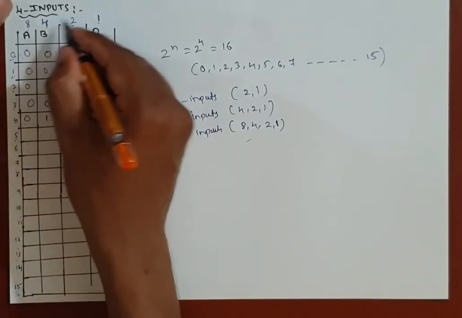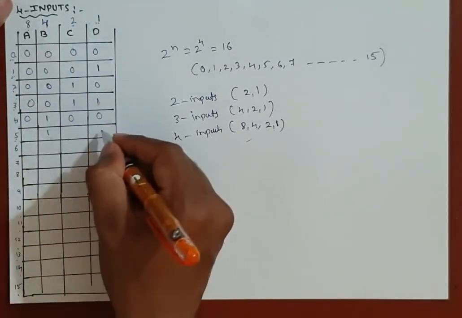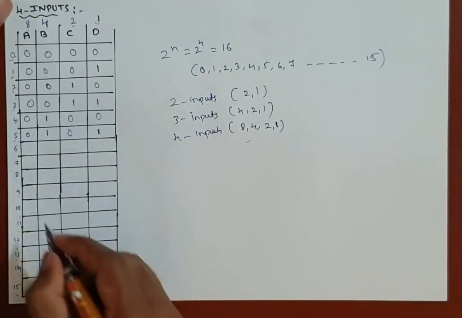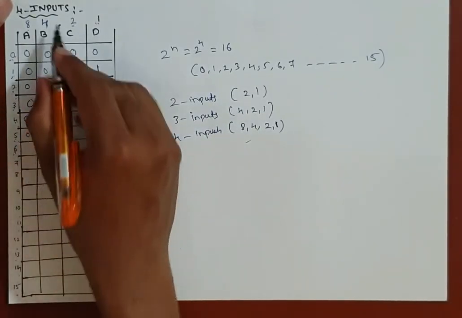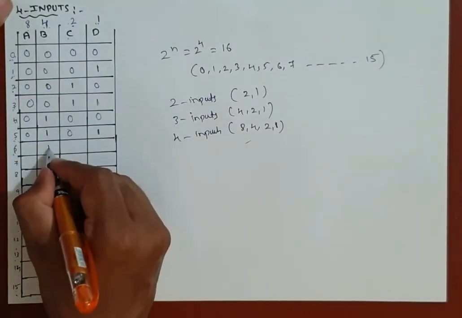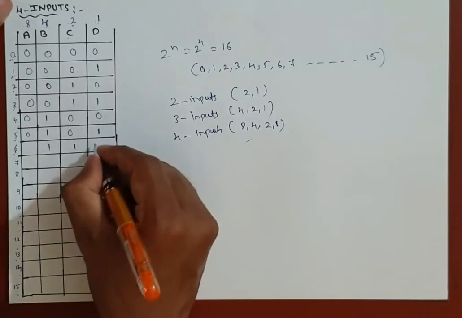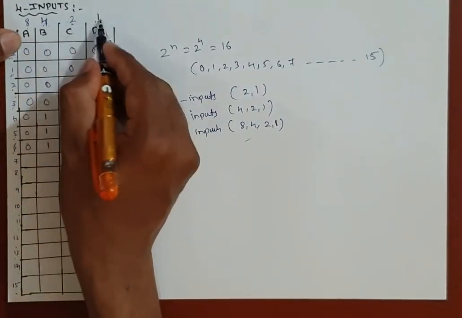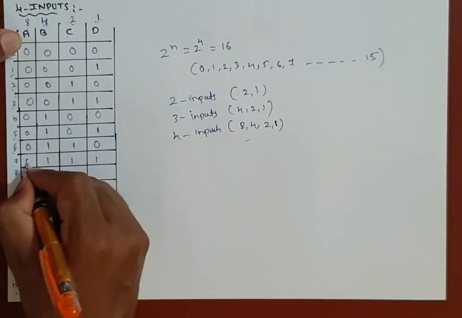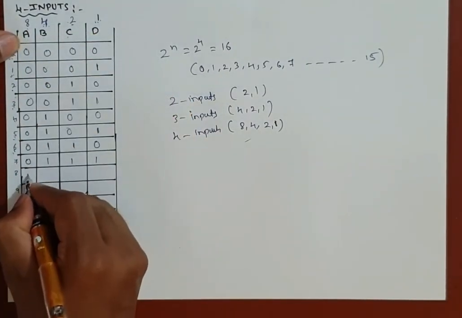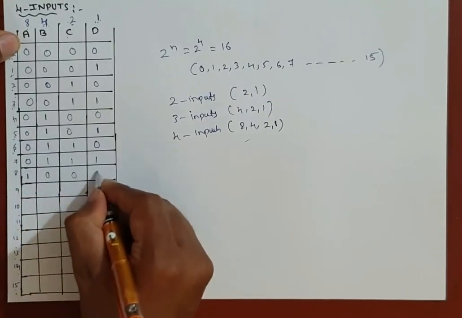Next we require 5. 4 plus 1 is 5. Because of that reason, I will replace 1 in both the columns, and the remaining entries are 0. We require 6. 4 plus 2 is 6. It means we have to make use of B and C columns, so I will replace 1 over here. The remaining entries are 0. Next we require 7. 4 plus 2 plus 1 is 7. 1, 1, 1. The remaining entries are 0. Next we require 8 here. 8 is present here, and the remaining entries are 0.